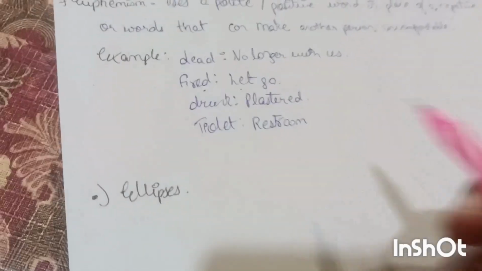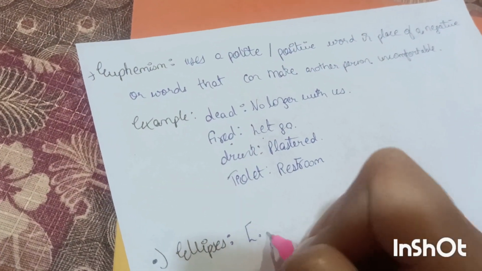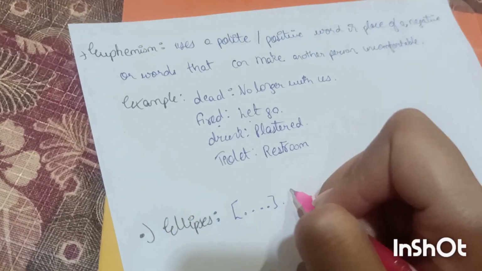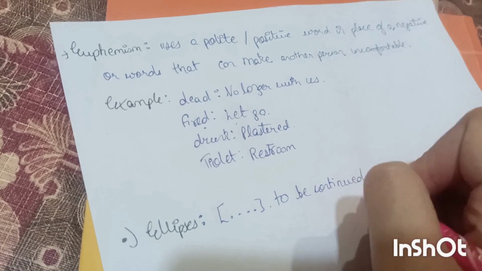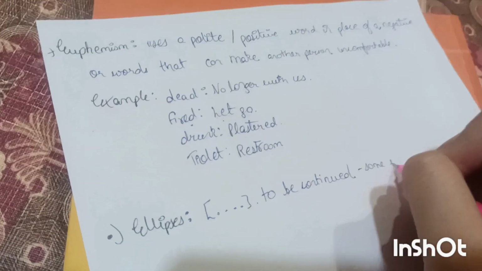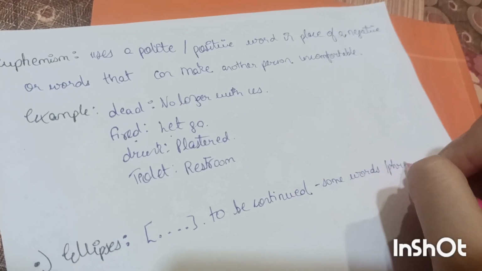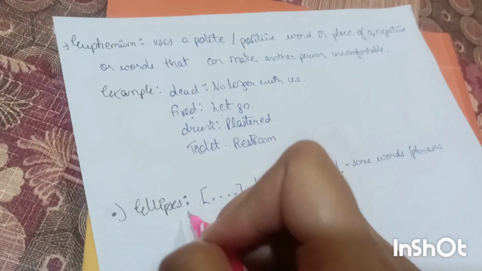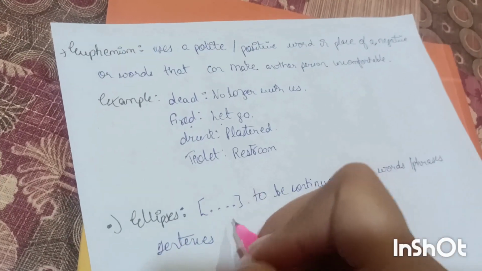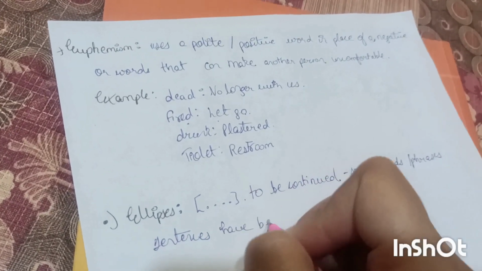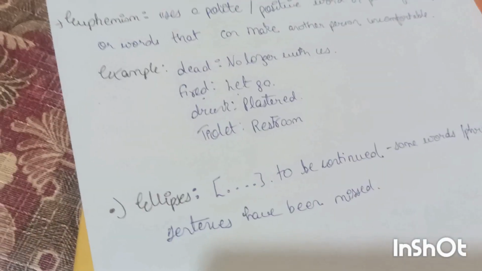Okay, so the next one is ellipsis. In this, what happens is that there is some gap. Okay, so what this means is that it has to be continued. It's not complete, it has to be continued. Okay, and you can say that some words or phrases or sentences have been missed.